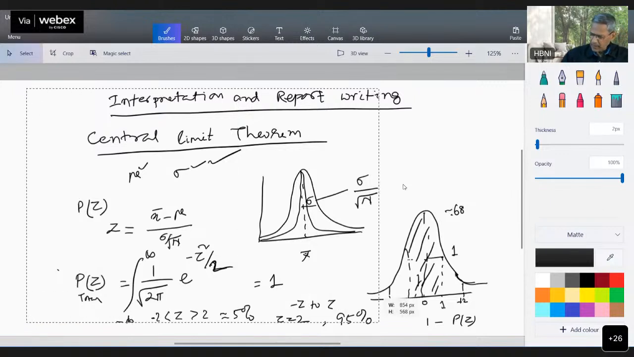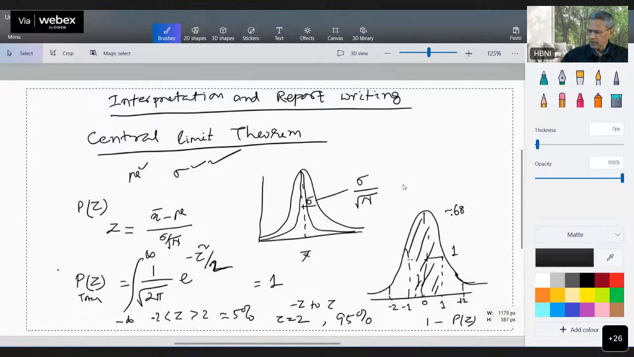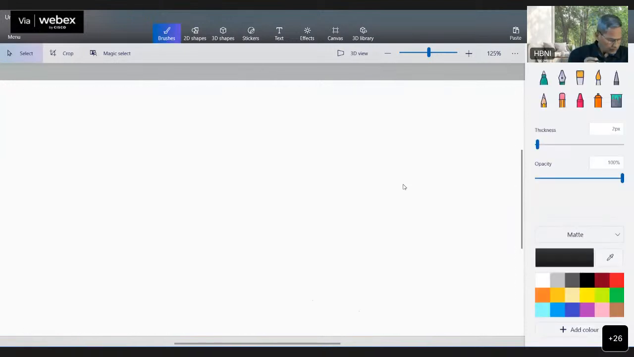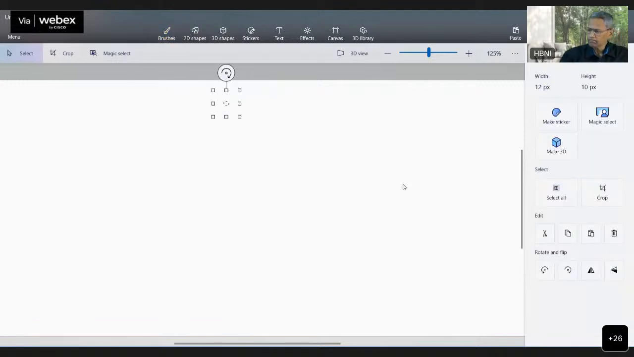So we'll just take some example and I will show you. How do you do it finally? Finally, you will take a sample and then first you have to calculate the marker.